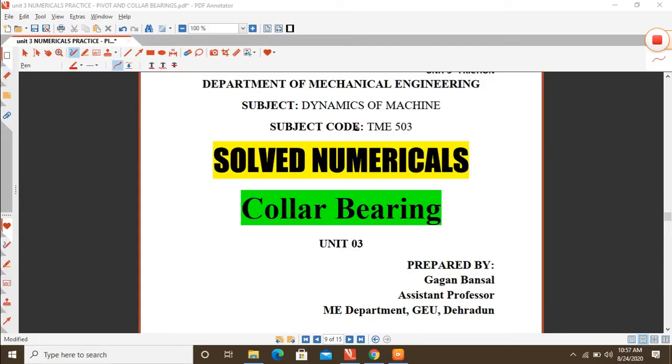Hello everyone, continuing with our unit 3, that is friction. In this particular lecture I will be focusing on numericals on collar bearings. As in the last two lectures we have solved several numericals on bearings, that is pivot bearings and different types of pivot bearings, that is flat pivot bearing, conical pivot bearing and truncated conical pivot bearing, that is trapezoidal pivot bearing. So in this particular lecture I will be taking one easiest numerical on collar bearing.